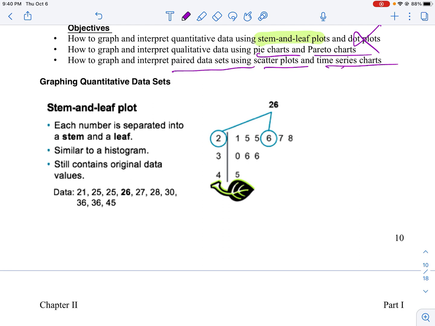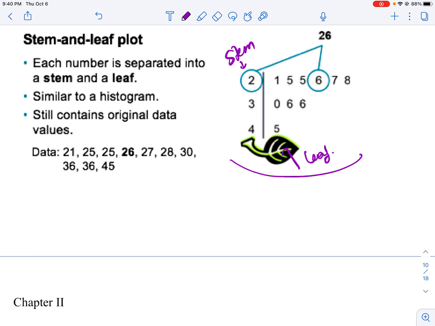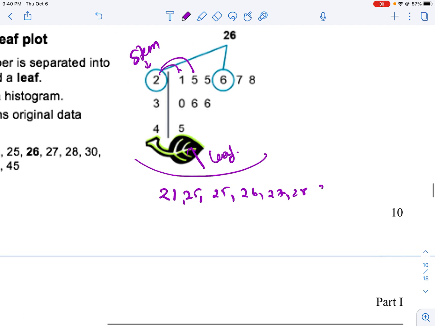So what does a stem and leaf plot look like? Here is a stem and leaf plot to the right. This is where each number is separated into a stem and a leaf. You have the stem here, and the leaf on this side. The way I will read the data is, for example, here you have 21, 25, 25 again, 26, 27, 28, 30, 36, 36, and 45. And it is sorted already for you.